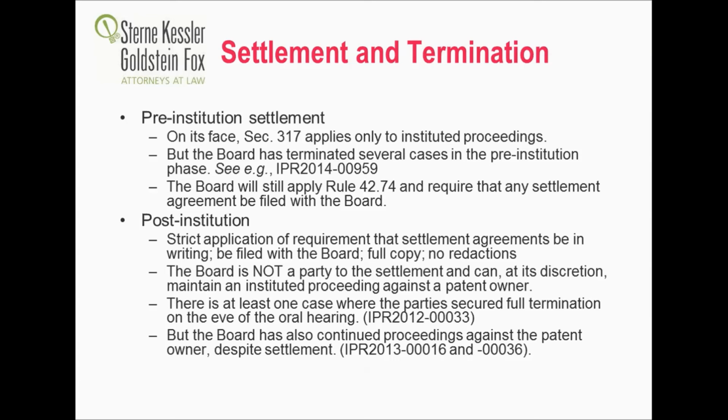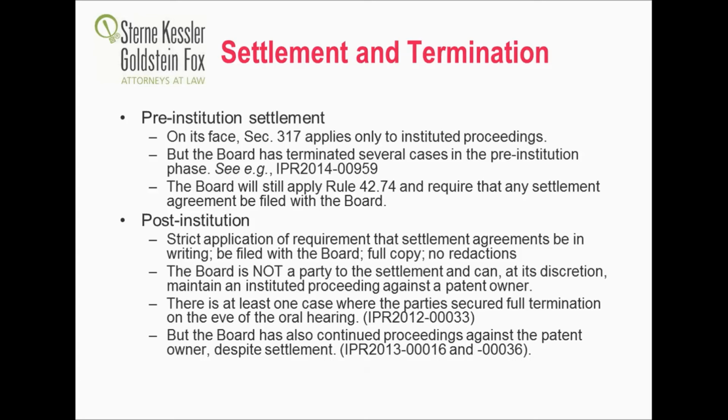There is at least one case where the parties secured full termination on the eve of oral hearing, and that's cited on the slide. But again, the board has also continued proceedings against a patent owner despite settlement, and we have two other citations on the slide for that.